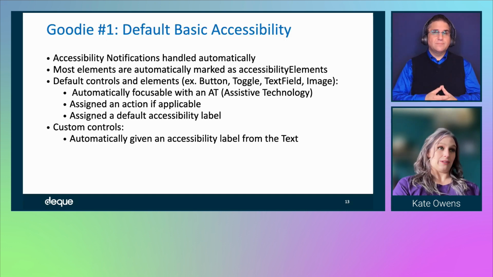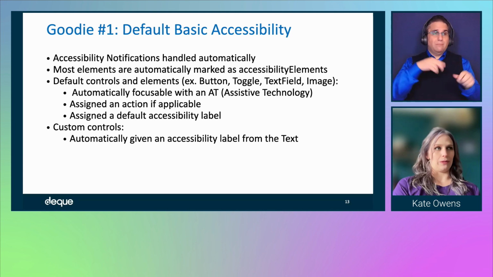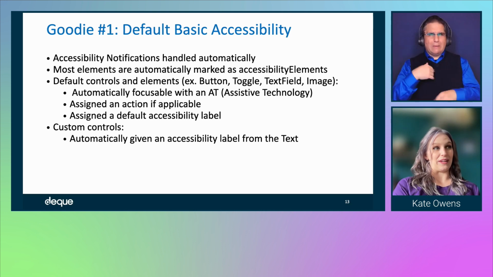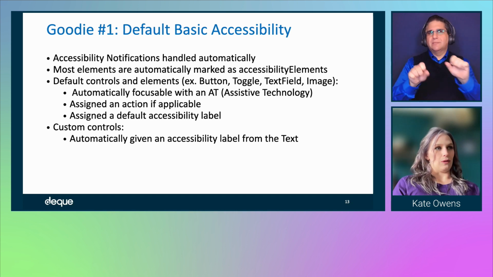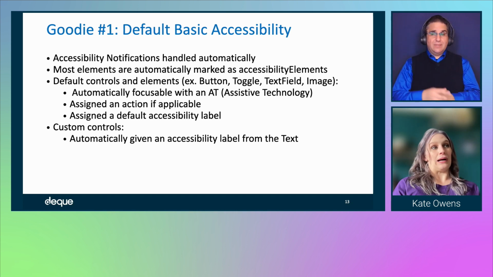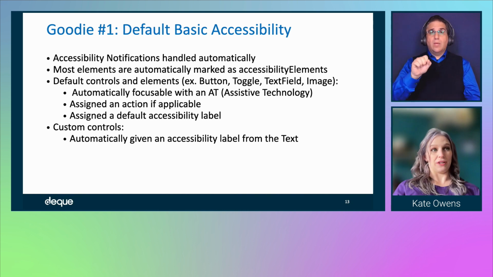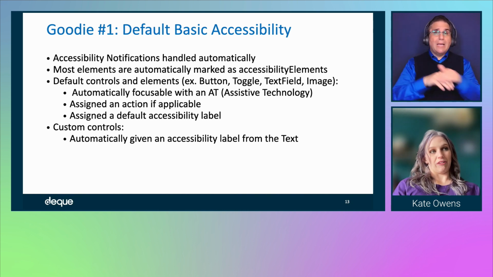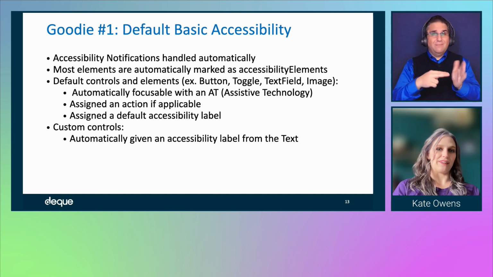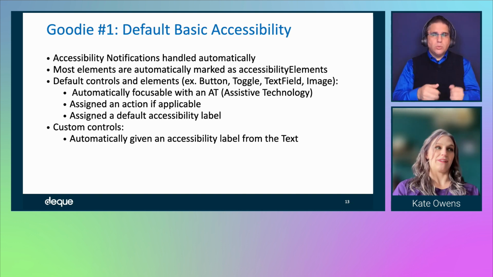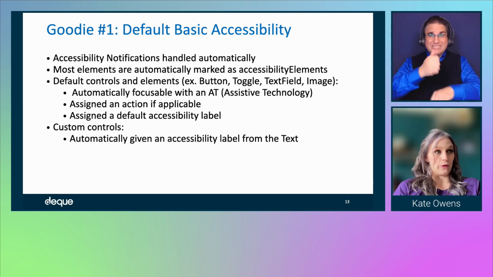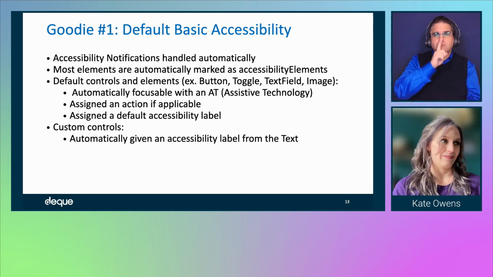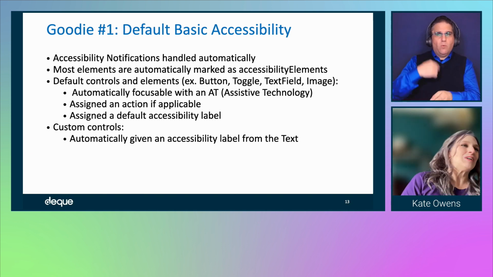So the first goodie is one that we mentioned briefly, default basic accessibility. One thing that's very cool about this is that with SwiftUI, the accessibility notifications are handled automatically. That means you don't need to do any of the posting or listening for notifications if an accessibility setting on the device is changed. It's all done for you. So it's a big goodie.